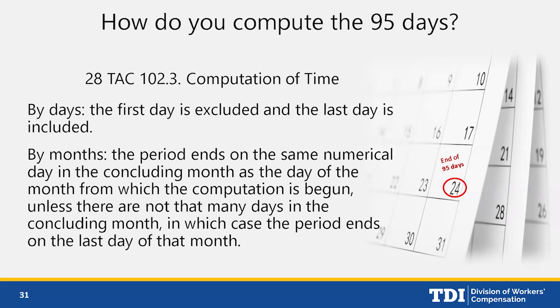If you're counting by months, for example, when you're submitting your bill for reconsideration and the date of service is January 1st, 2025, you'll have 10 months from that date of service to submit the bill, and that period ends on the same numerical day of the 10th month as the day of the month from which you started counting from, making your deadline November 1st, 2025.